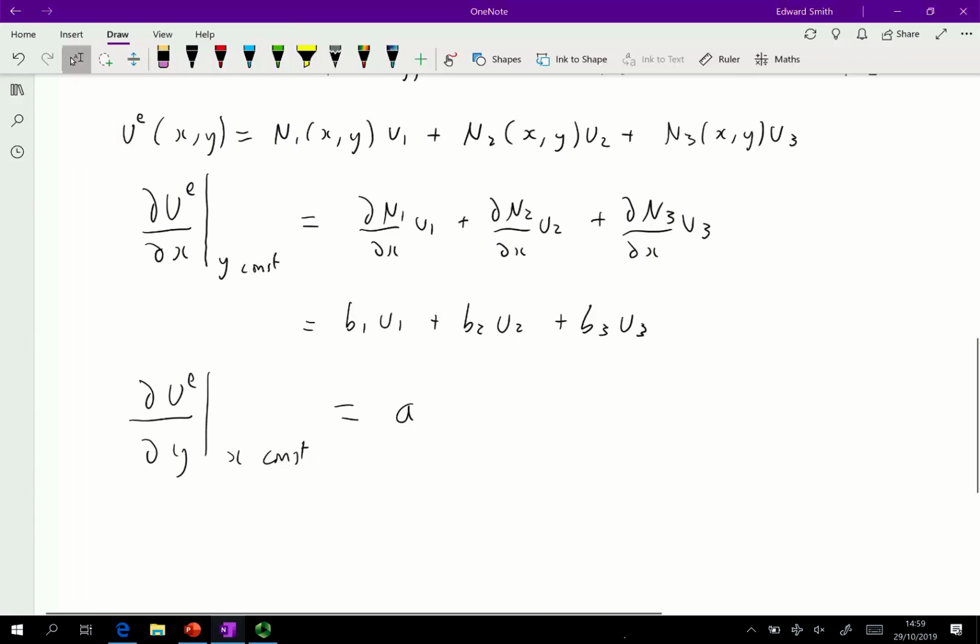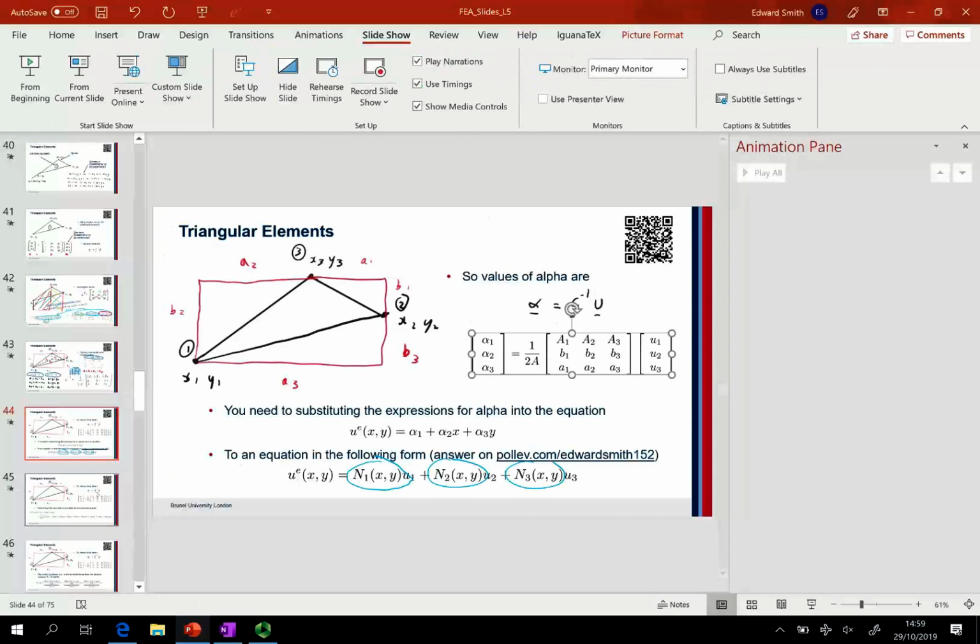Okay, so the same process worked through for the derivative with respect to y, with x held constant, gives you an expression for the element in terms of, again, constants, but this time the constants a1 u1, a2 u2, and a3 u3. Okay, so about to take a break, but I'll just show you quickly why this is all relevant.